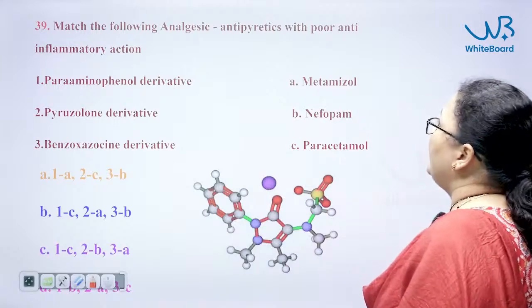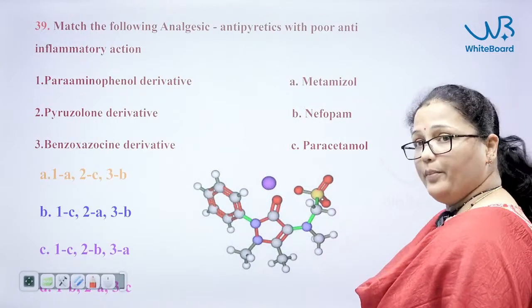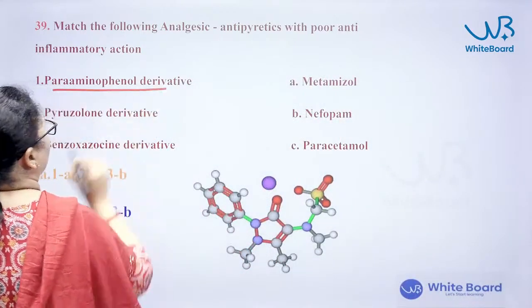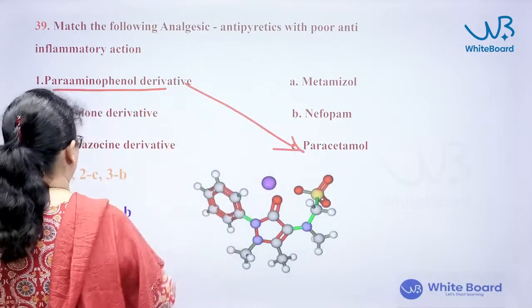Next, match the following analgesic as well as antipyretic with a poor anti-inflammatory action. First one, para-aminophenol derivative. Okay, paracetamol. First one, C.